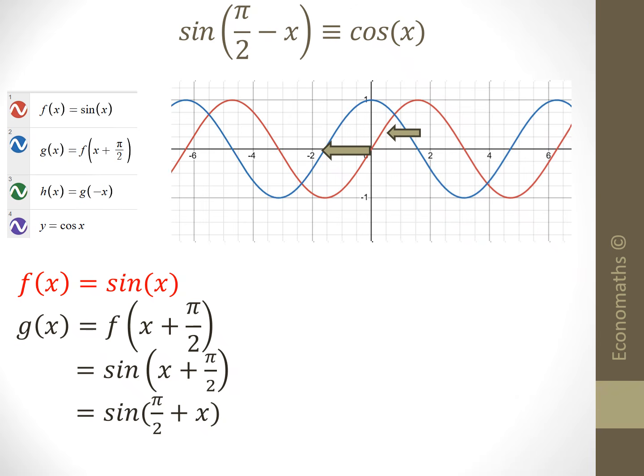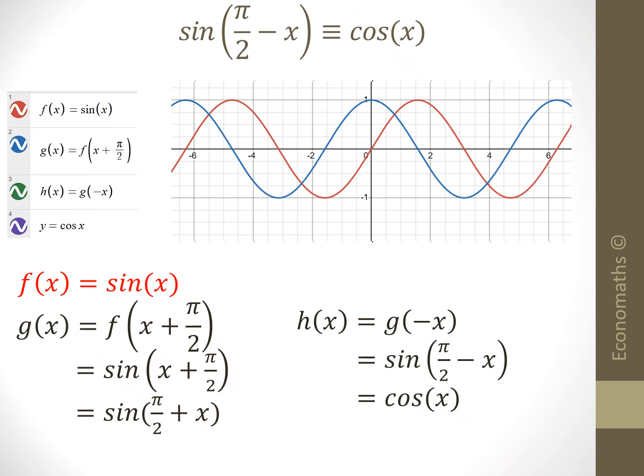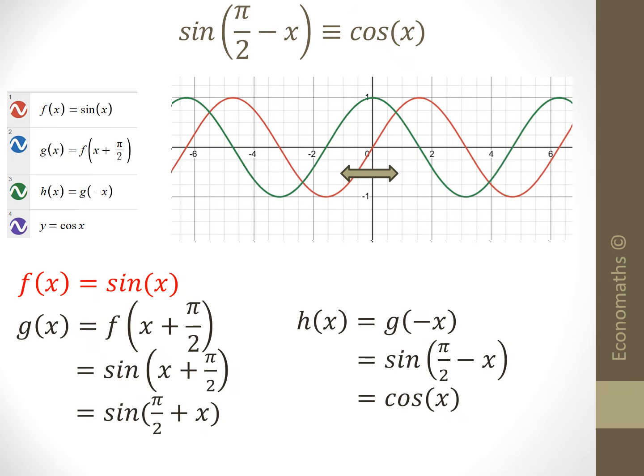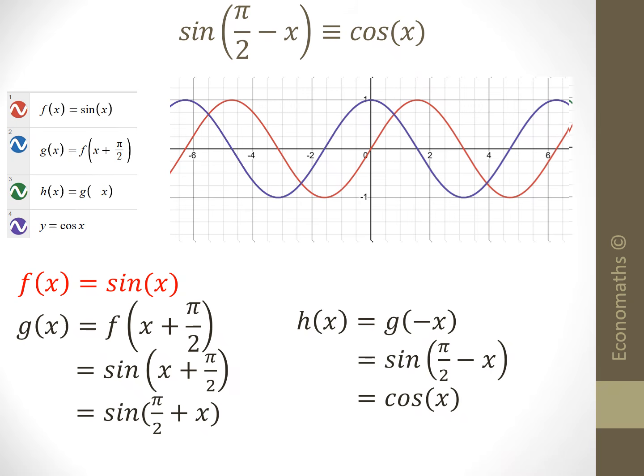We're shifting 90 degrees, or pi by 2 radians, to the left, which takes us to the blue g of x curve. And then we're going to apply g of minus x, which is a reflection in the y-axis, which actually doesn't change anything because the blue g of x function is symmetrical about the y-axis. So after we reflect it about the y-axis, we can check that h of x is indeed the same as the cosine wave, cos of x. And we're back to the purple curve that we wanted.